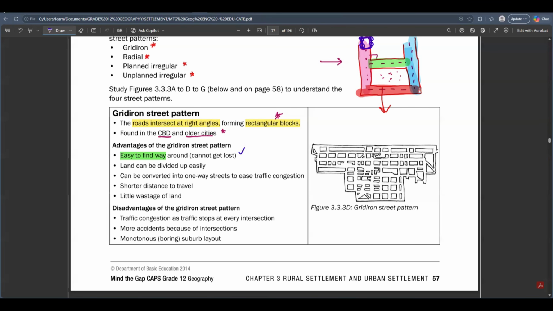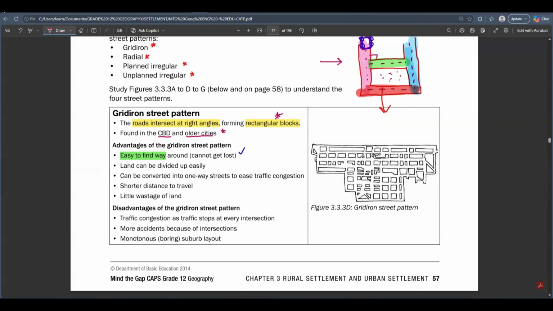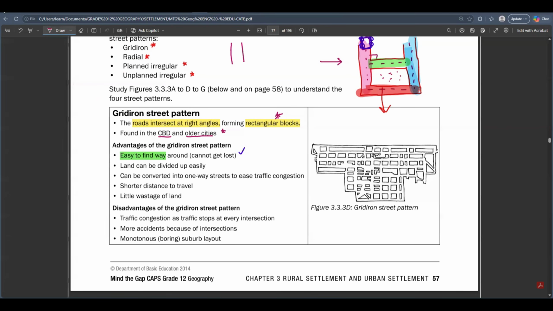All right. And also the land can be divided easily because the roads make up a 90 degree angle. Remember, they were making up a 90 degree angle. So let's just say you want to build a grid iron street pattern, your own urban area. Even if you go to the city council and buy the land, it's easy to divide the land for you because you know that the pattern of your roads is just going to be a simple pattern of roads intersecting at angles of 90 degrees.